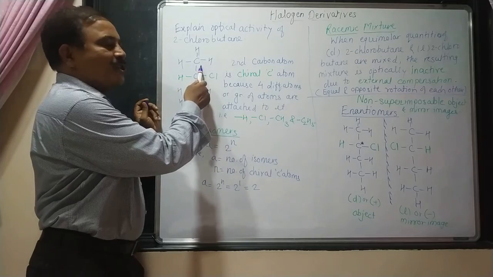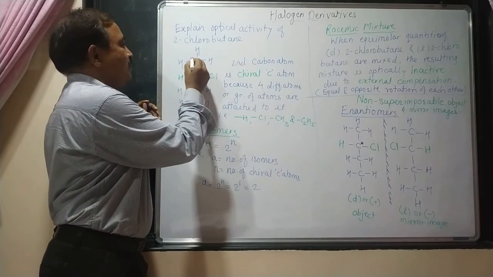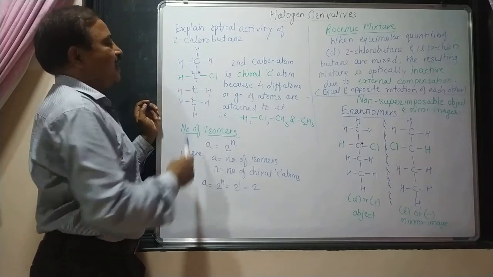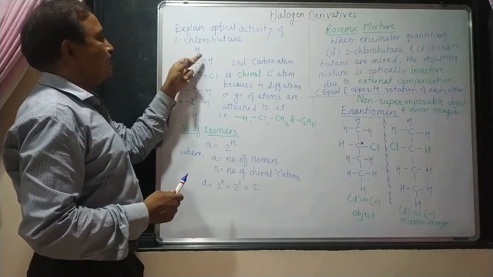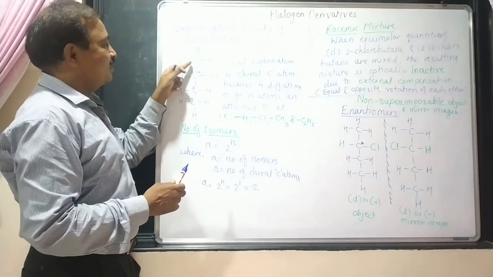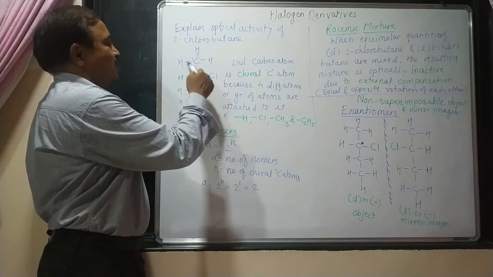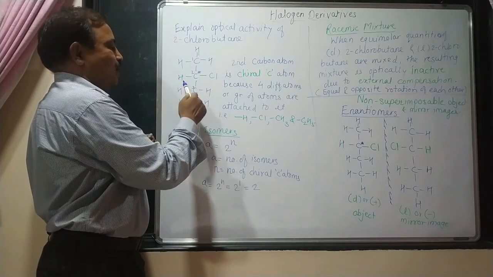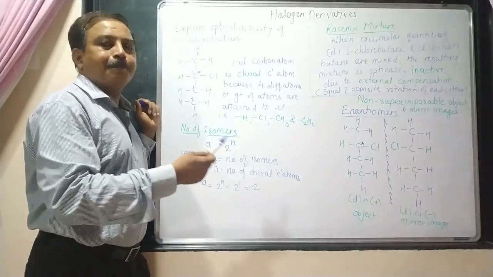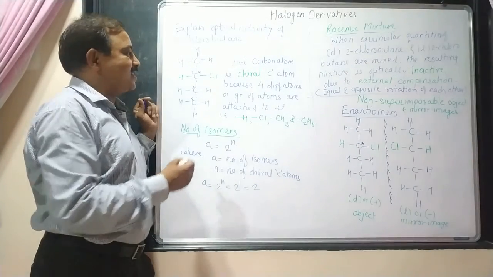First of all, you will draw the structure of 2-chlorobutane. You will make a star sign on the second carbon atom, as you have studied. The first carbon atom has 3 similar atoms, and the fourth group is different, therefore this first carbon atom is not a chiral carbon atom. For the second one, let us understand: the CH3 group, C2H5 group, hydrogen and chlorine, all these 4 atoms or groups of atoms are different. That's why on the second carbon atom, an asterisk or star sign is made.